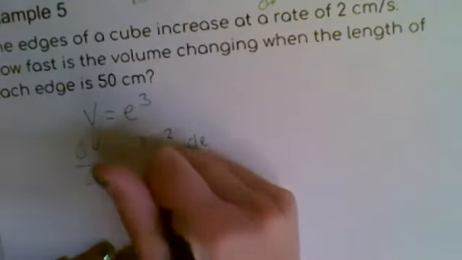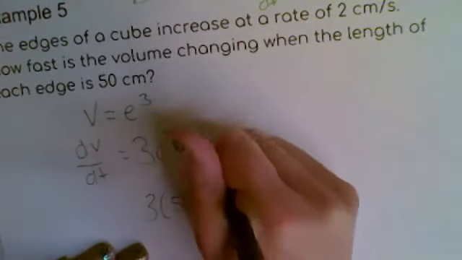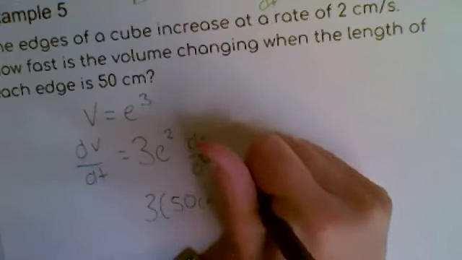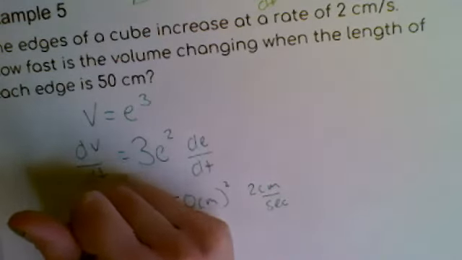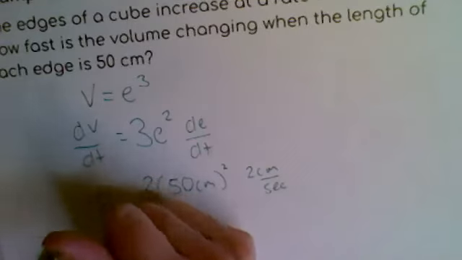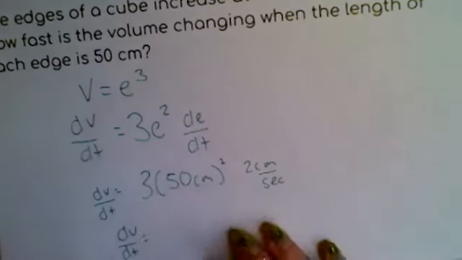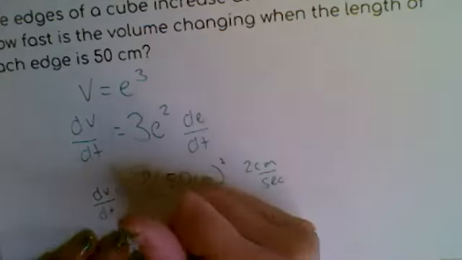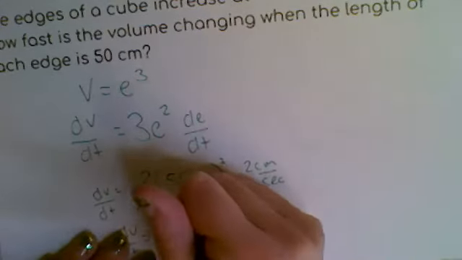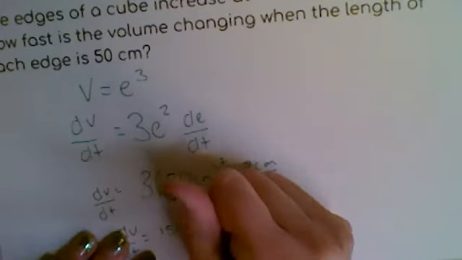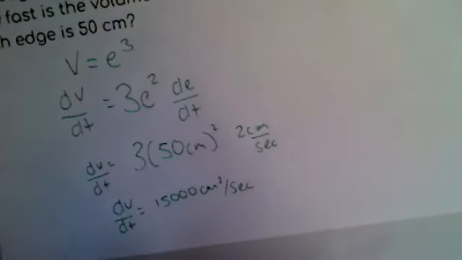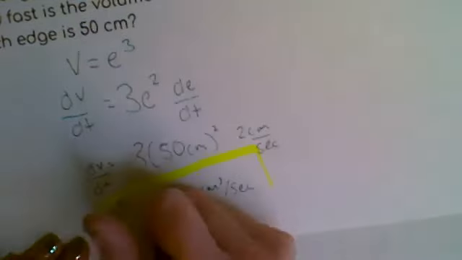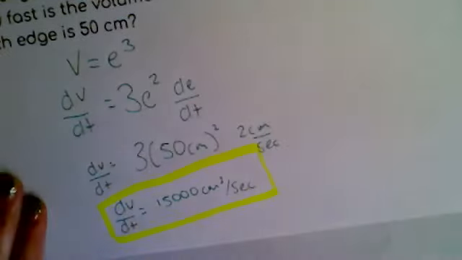So 3 times 50 centimeters squared times 2 centimeters per second means that dV dt, the change in volume with respect to time, is going to be 15,000 centimeters cubed per second. Done. All right. See, that one was pretty nice. Okay, one more.